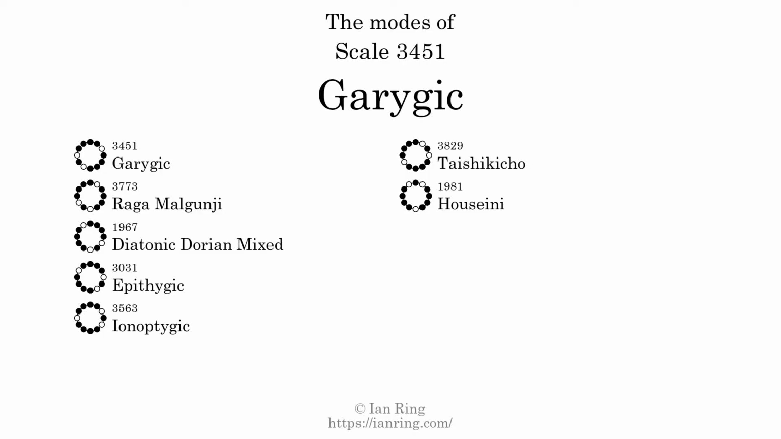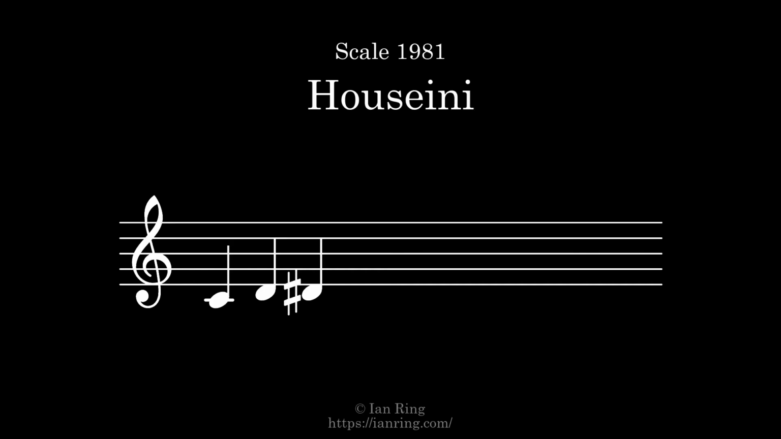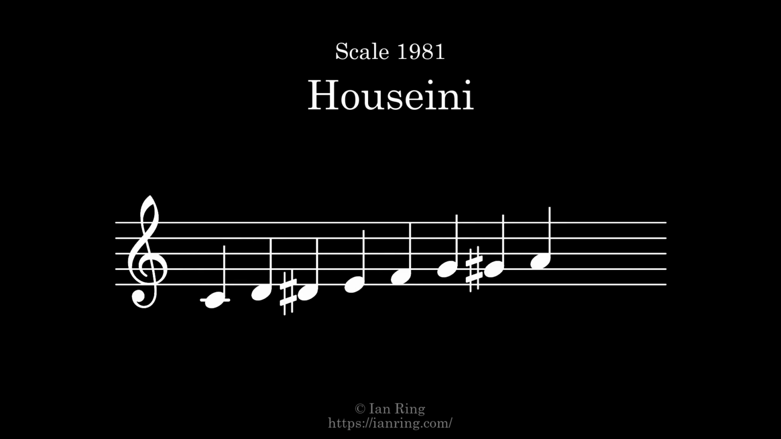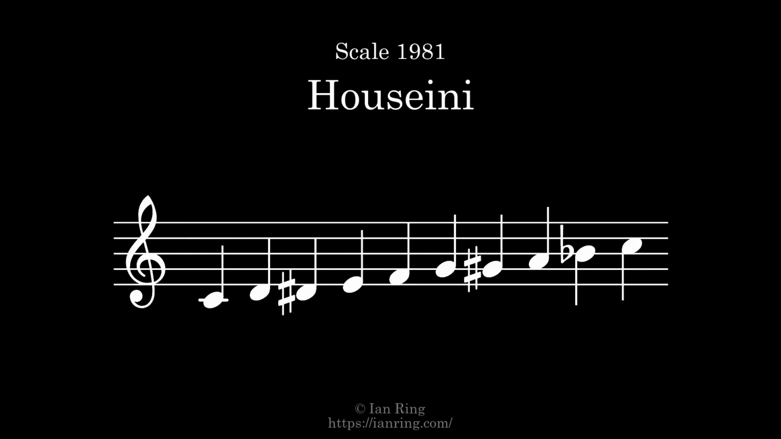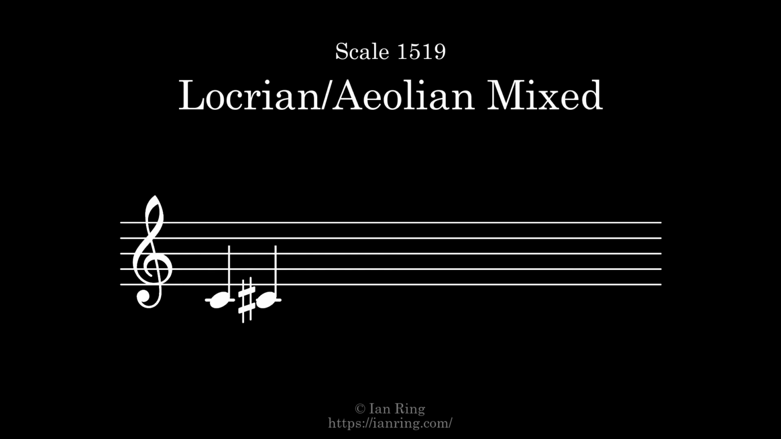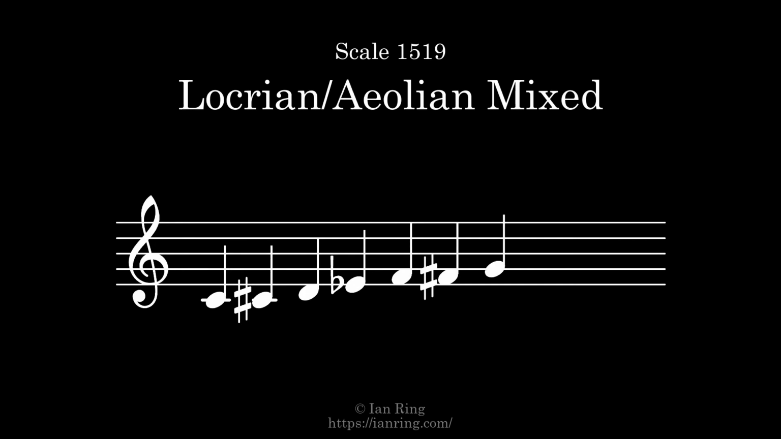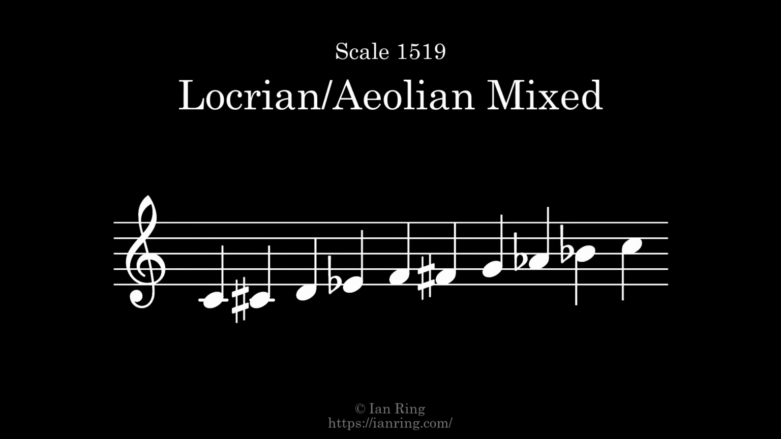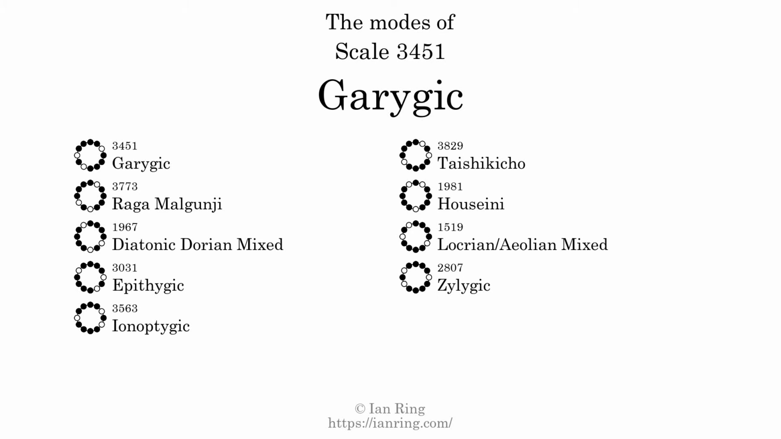The seventh mode is scale 1981, also known as Hausaini. It sounds like this. The eighth mode is scale 1519, also known as Locrian Aeolian mixed. It sounds like this. The ninth and last mode is scale 2807, also known as Zylogic. It sounds like this.